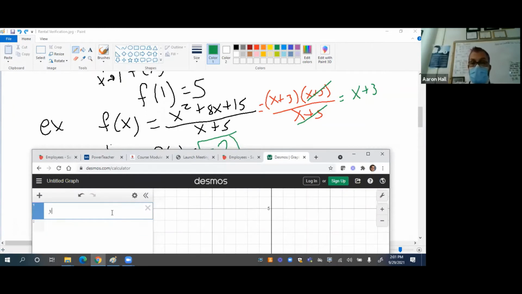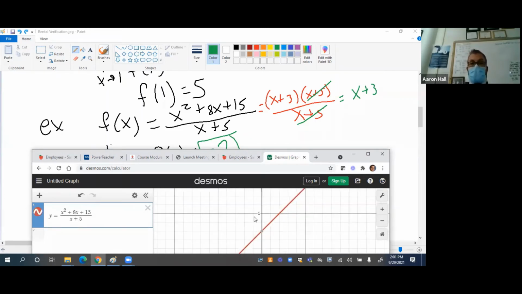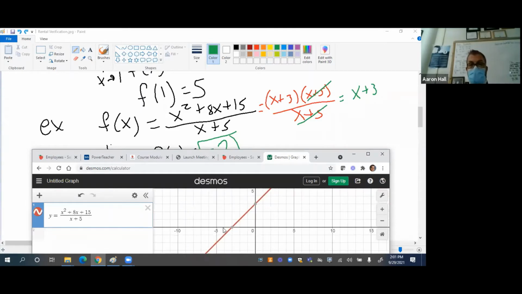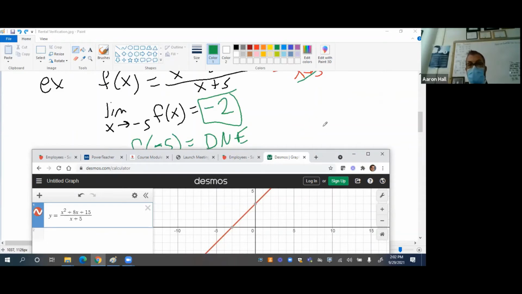So I have y equals (x squared plus 8x plus 15) over (x plus 5). Let's make sure we have a numerator and denominator. And if I go over to -5 over here, we see that we have a hole in our function right there.